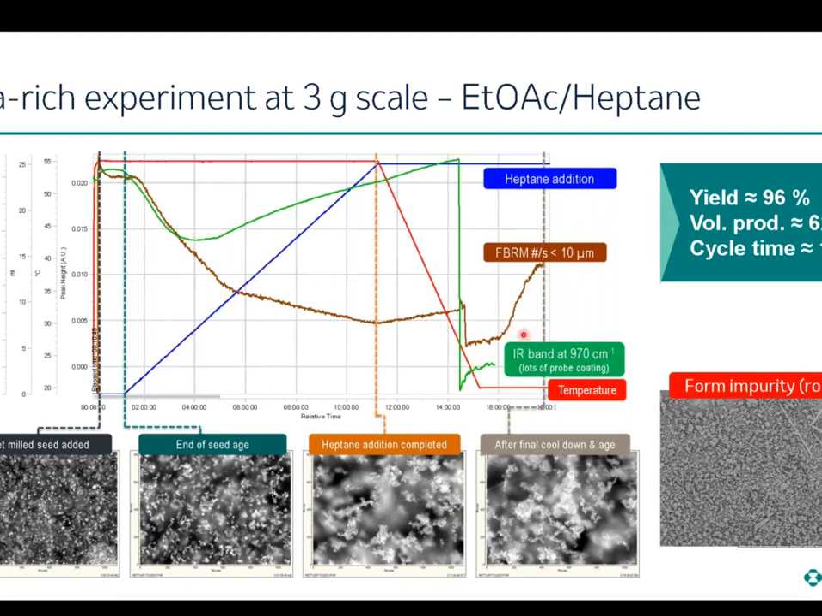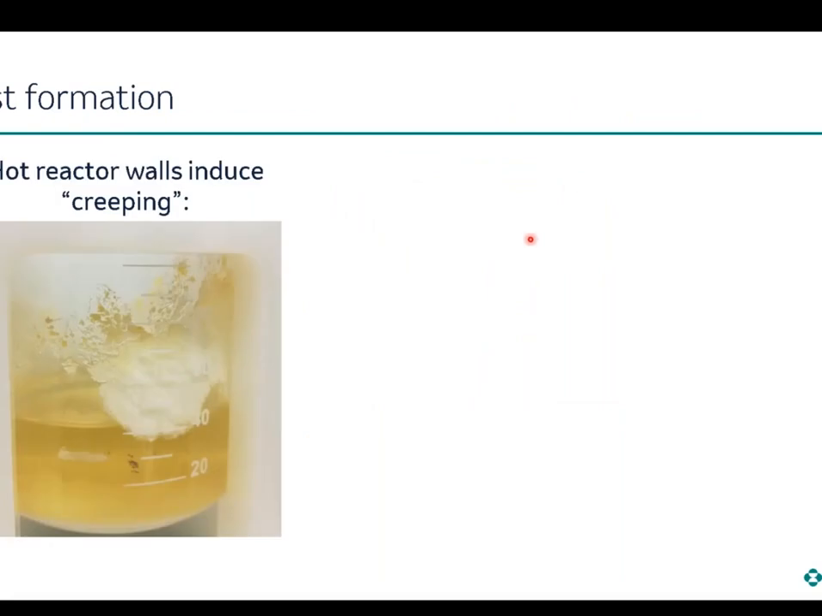So the question is, where does this come from? Yield, volumetric productivity, cycle time, all values that are acceptable, but where did this form impurity come from? And looking at the process helps in this case, since what has been formed here was at the hot reactor walls, particles formed from splashing all over the place, and then creeping up. And this is something we can analyze: what has been formed on the reactor wall was a mix of the two forms.